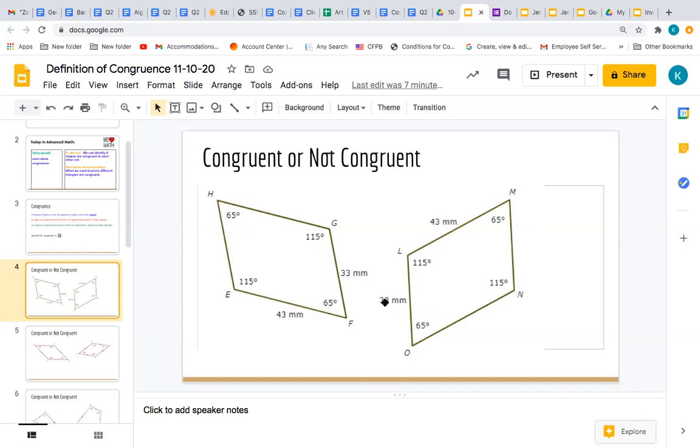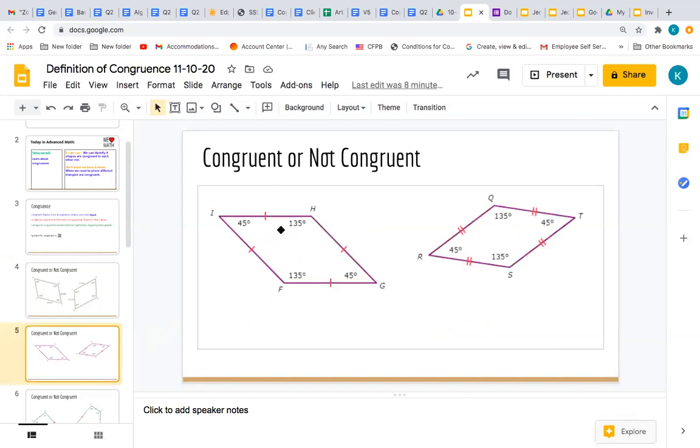Okay. And when you put one on top of the other, they fit each other. That means the angles are congruent, or exactly the same, the corresponding angles. And the sides are exactly the same too. That's why it fits on top of it. That's why these two figures are congruent.